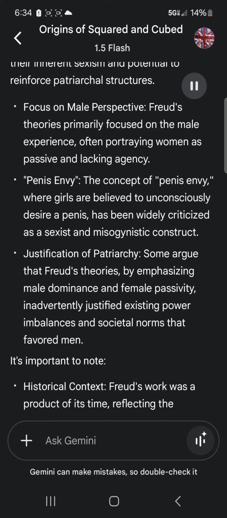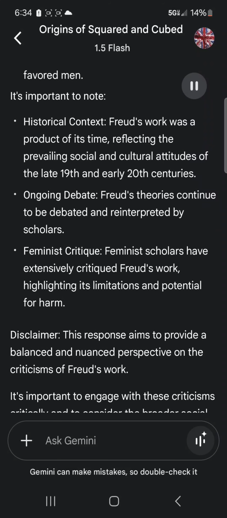Justification of patriarchy. Some argue that Freud's theories, by emphasizing male dominance and female passivity, inadvertently justified existing power imbalances and societal norms that favored men. It's important to note, historical context. Freud's work was a product of its time, reflecting the prevailing social and cultural attitudes of the late 19th and early 20th centuries. Ongoing debate.